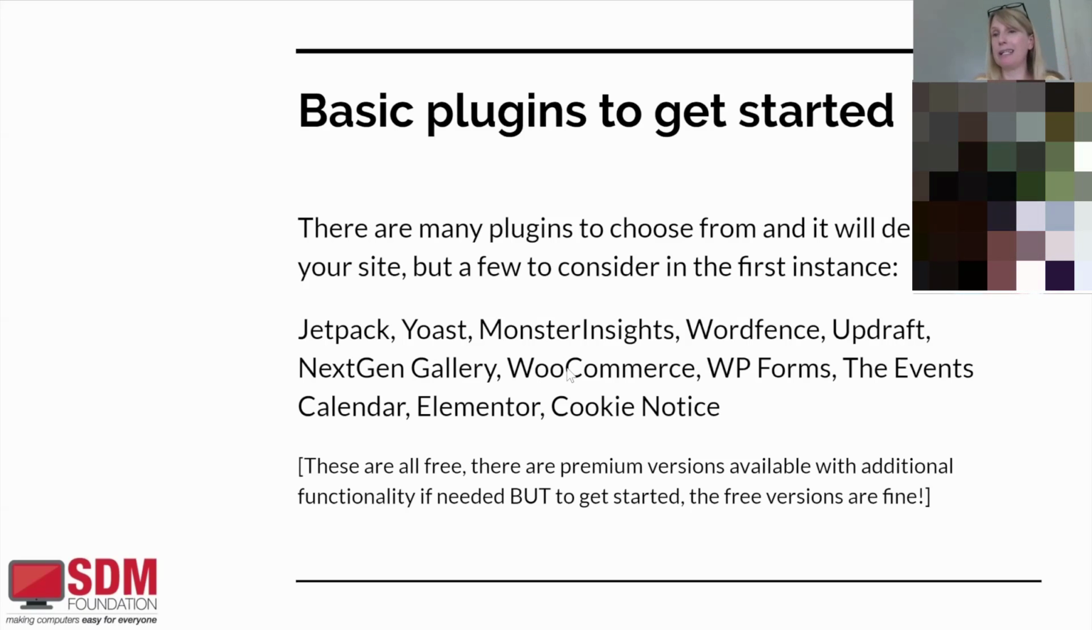WooCommerce is probably the biggest of the e-commerce plugins for WordPress. You can have things like WPForms, which allows you to create contact forms and sign-up forms, etc. The Events Calendar is a good one if you are going to have events or you want people to be able to book appointments. Elementor is one of the big page builders, and we'll take a look at a few page builders tomorrow. Cookie Notice is handy. Again, there's a few different versions of that, but they're all there to help you comply with data protection regulations. So you need to have a look at those as well.